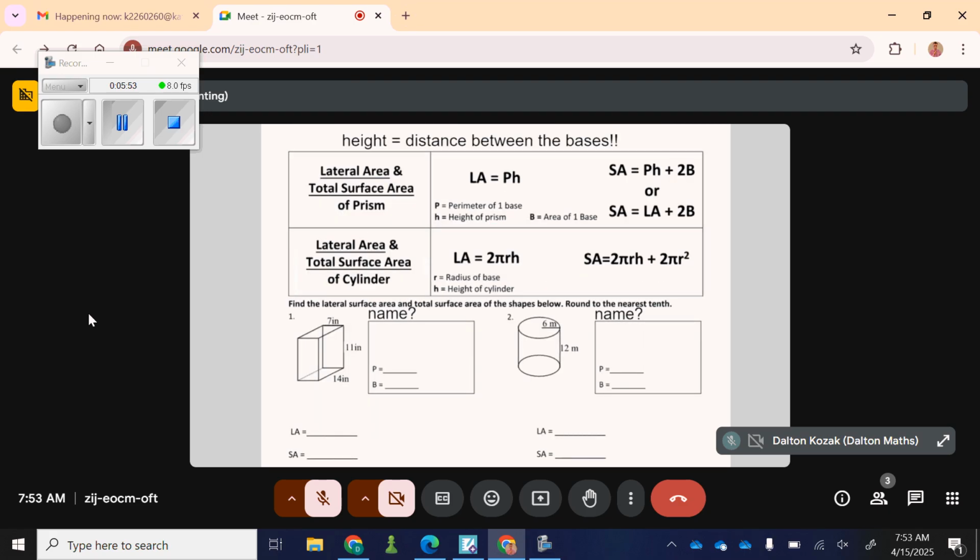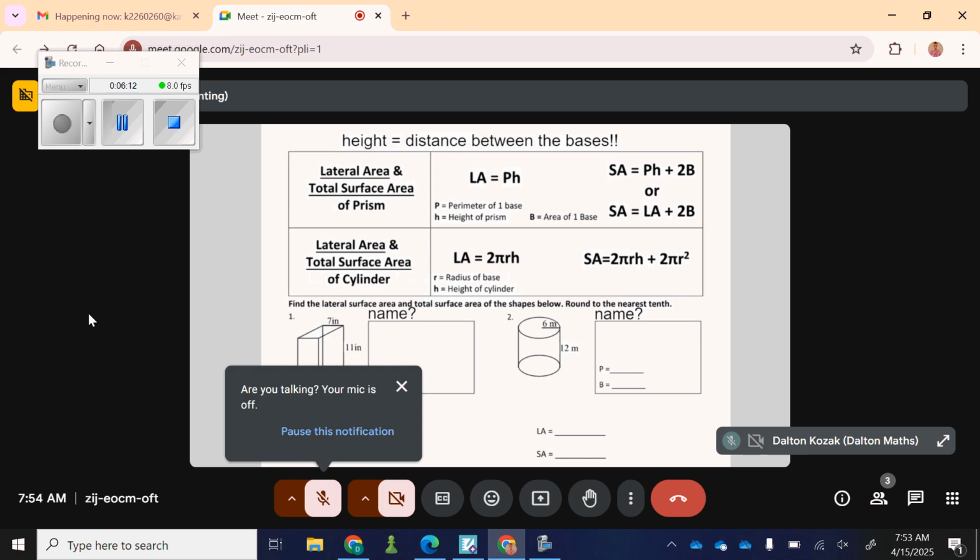Okay, so note height is the distance between the bases. So lateral area and surface area of prisms. Lateral area will be congruent to P times H, where P is the perimeter of one base, and then you're going to multiply it by the height of your prism.